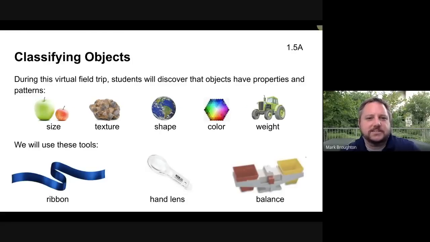Today, we are going to discuss classifying objects. During this virtual field trip, students will discover that objects have properties and patterns. We're going to explore the properties of size, texture, shape, color, and weight. And when we do science investigations, we usually use some tools, and today we are going to use three tools. We're going to use a ribbon, a hand lens, and a balance.